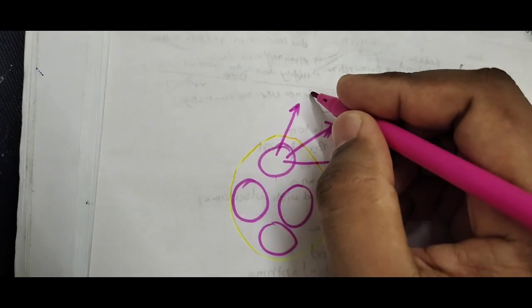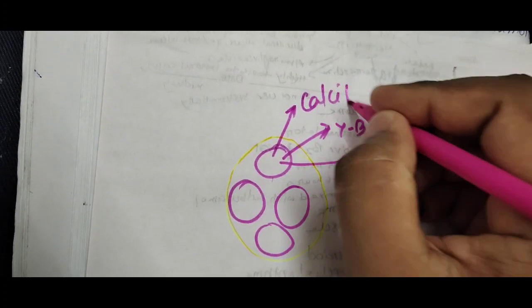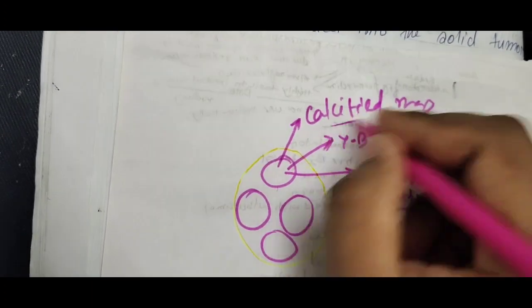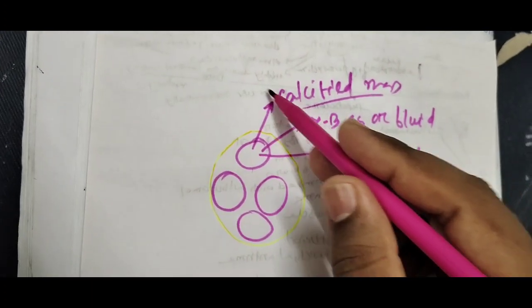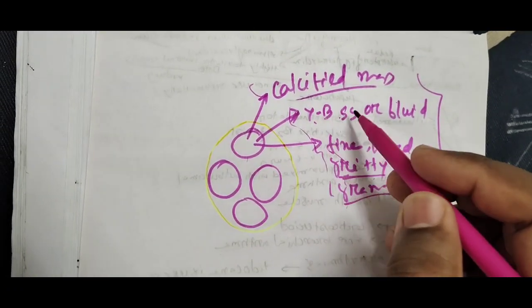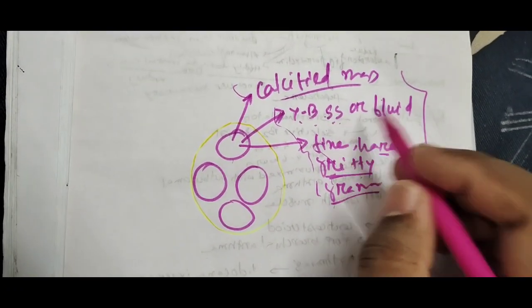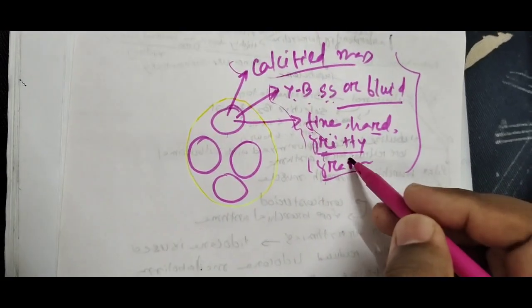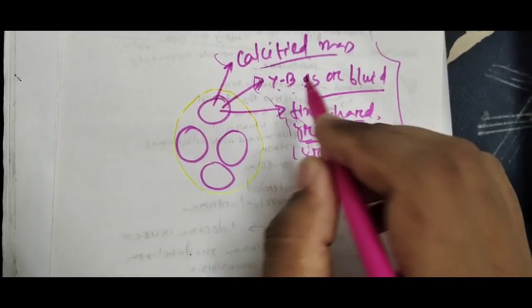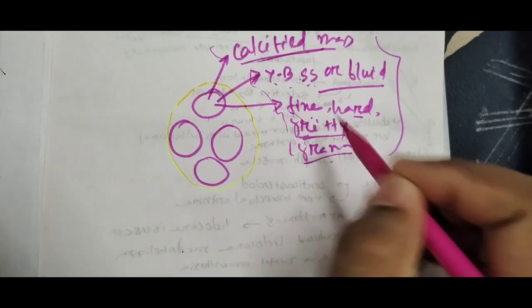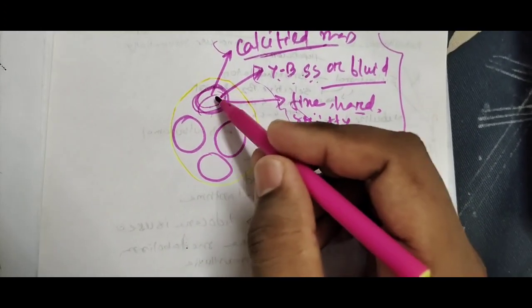Another mass present is a calcified mass, this larger calcified mass. There are three different types of material present. One is yellowish brown semi-solid or fluid material. Another is fine, hard or gritty granular material. The other is the calcified mass. These three types of material are present in one cyst.